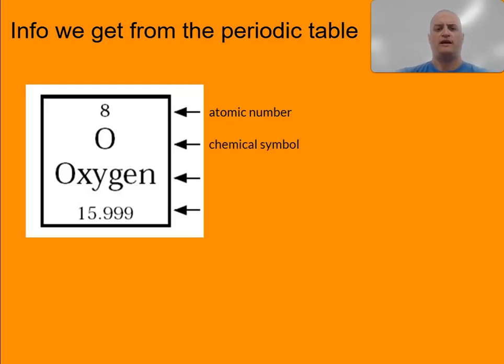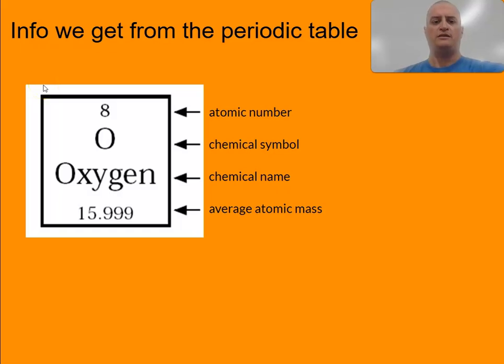Next, we've got the chemical symbol. It's just a letter or a group of letters. Chemical name, written as name. You don't need to memorize these. These will be provided for you, so just meant for you to use. And lastly, you've got the average atomic mass. That'll come in handy much later down the road.